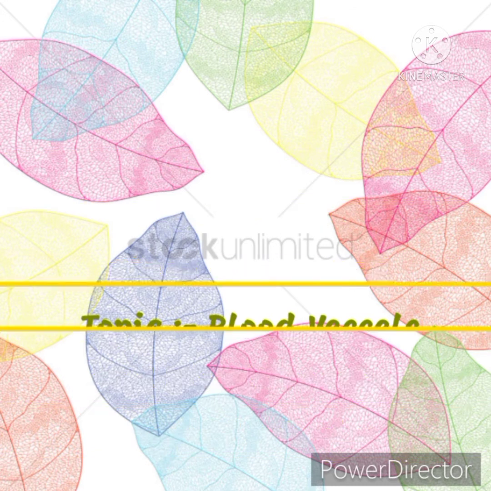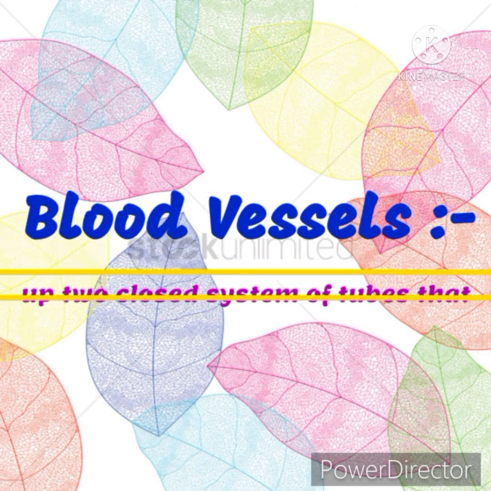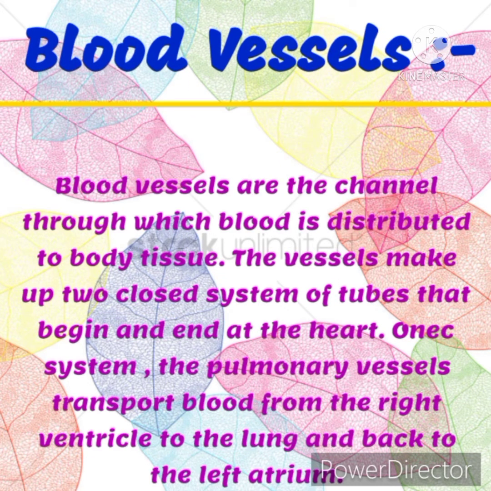First of all, we will see what the blood vessels are. The blood vessels are the channels through which blood is distributed to body tissues. The vessels make up two closed systems of tubes that begin and end at the heart. One system, the pulmonary vessel, transports blood from the right ventricle to the lung and back to the left atrium, which is nothing but the blood vessels.